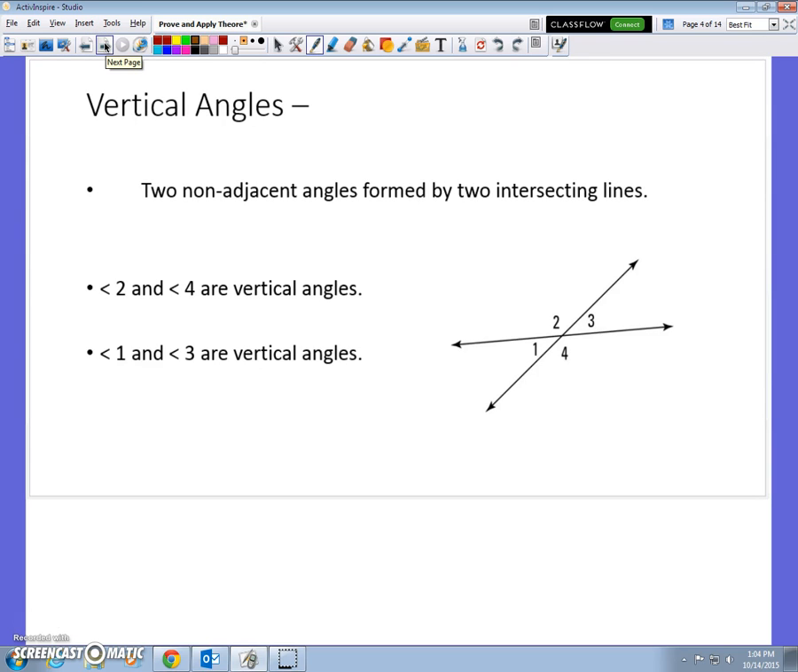Okay, vertical angles, they're my favorite and I feel like they're the easiest one to remember. Vertical angles are just angles that are right straight across from each other. So angle 2 and angle 4, you see how they're exactly right across from each other? Angle 2 and angle 4, those are called vertical angles. And something about vertical angles is that they're the exact same degree measure. Right there and right there.